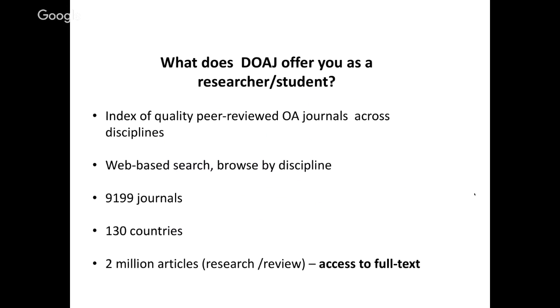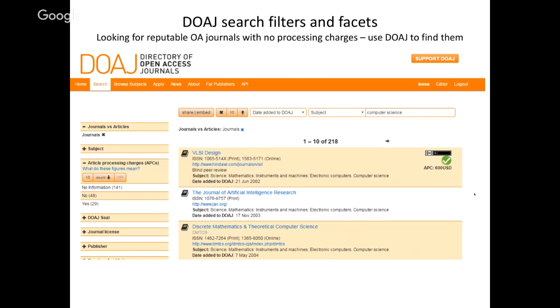It offers you an index of quality peer-reviewed open access journals across different disciplines. There's a web-based search where you can browse by discipline. There are over 9,000 journals indexed in it from 130 countries, and there are 2 million articles, and you have access to the full text of these 2 million articles. So that is what it offers. Let's look at how you can start using DOAJ to find reputable open access journals. So I will do a live demo.